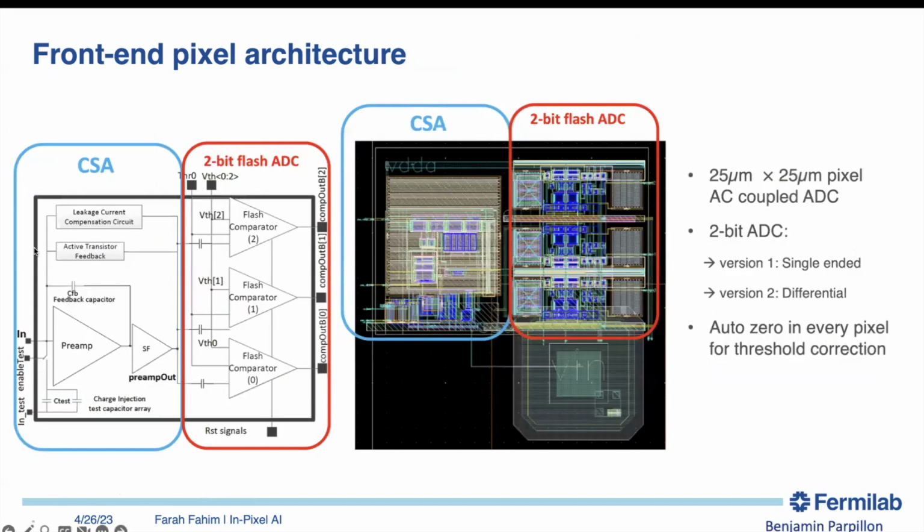Okay. The front-end architecture looks like this. It has a very traditional preamplifier with a leakage current compensation circuit, and a 2-bit ADC using 3 comparators. We have 2 different implementations, one single-ended and the other differential, so we do have 2 different prototypes. One does auto zeroing, using a dynamic comparator, and the other is static, with a couple of bits of trimming so you don't have to do a dynamic comparison.